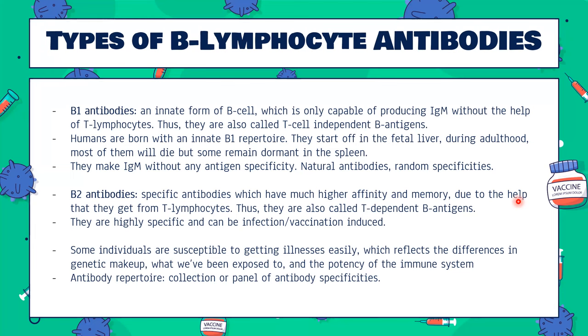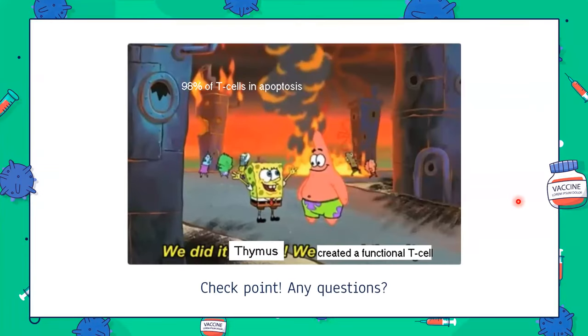Based on those antibodies and based on how vast they are, we can have different susceptibilities to illness. So someone that has a huge, varied B cell repertoire, they're not going to get sick as easily because their antibodies are readily accepting those antigens and they're readily dealing with them, right? So an antibody repertoire is a collection or panel of antibody specificities, and the more specific they are and the more varied they are, the better the outcome is for our patient or for ourselves. And with that, I finished the second lecture.